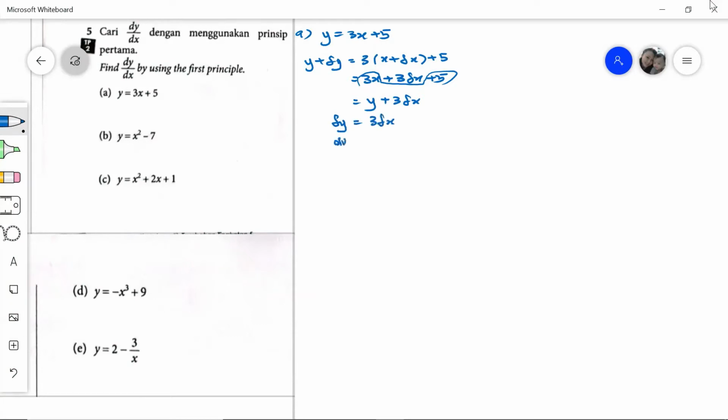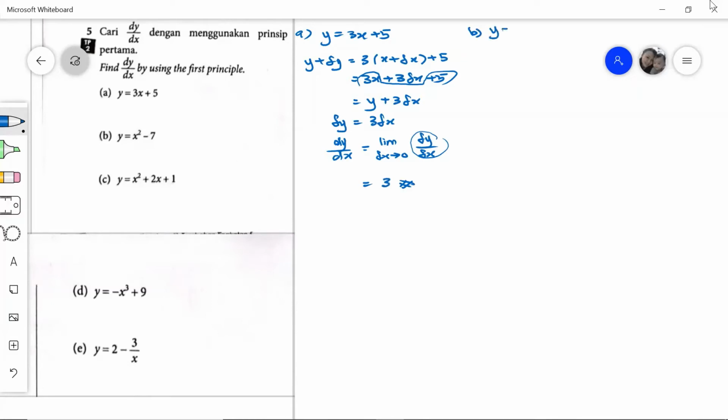Our objective is to find dy dx, and it is equal to del y over del x only when we set the limit of del x approaches 0. Therefore, since this is 3, the limit of del x approaches 0 of 3, there's no del x for us to substitute, so the answer is just 3. So that is part A. Now let's go to part B.